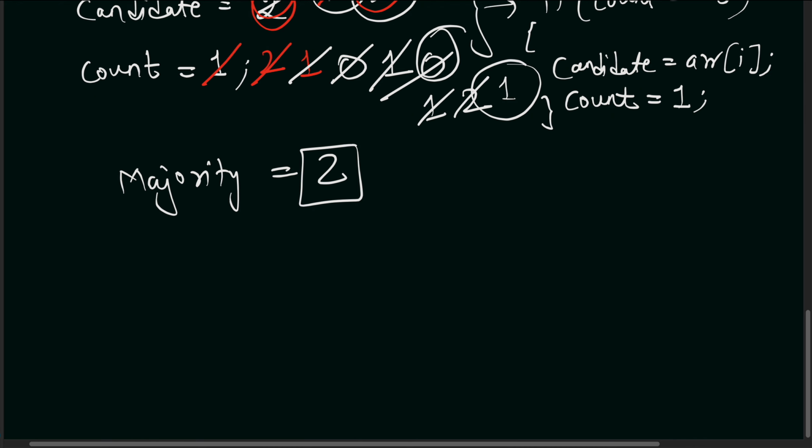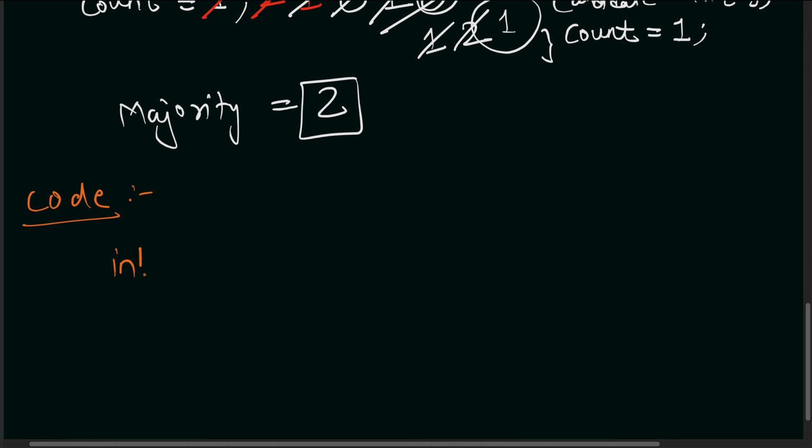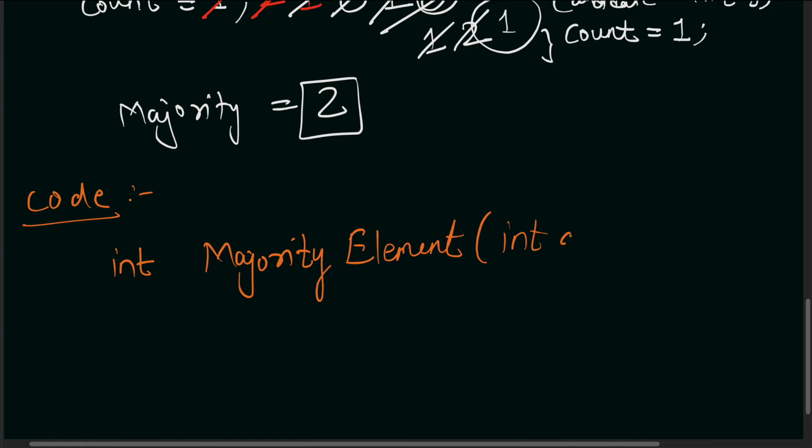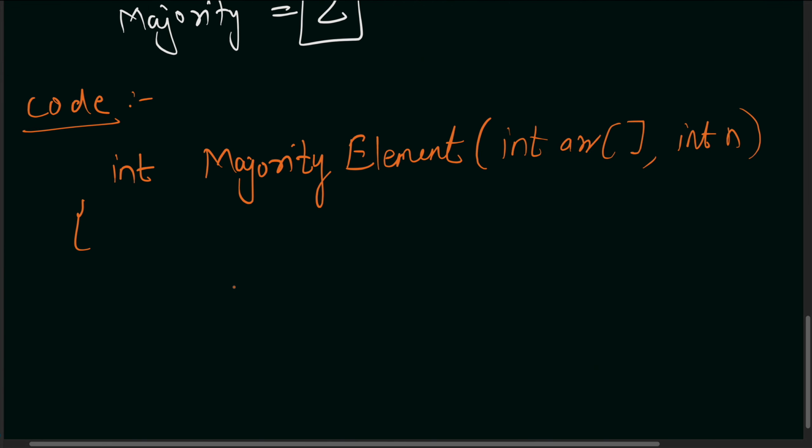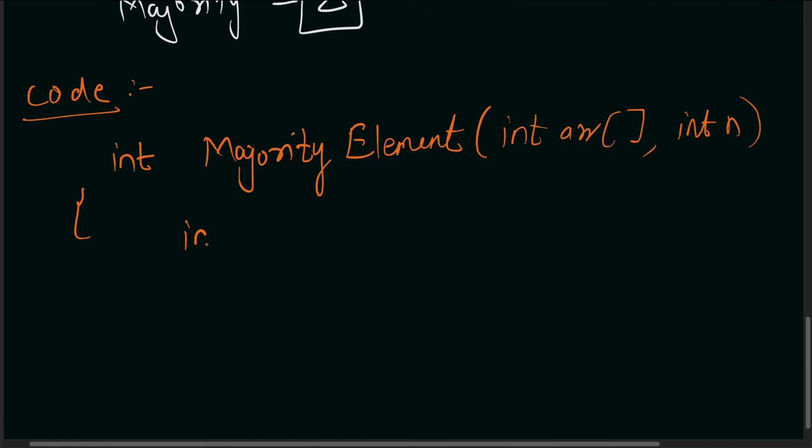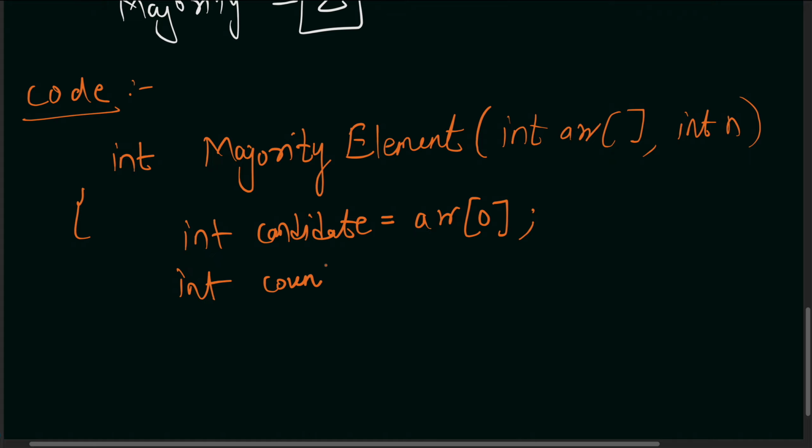Let me write the code for better understanding. Integer majority element. So what is given? We are given an array, right? We are given the size of the array n. Now we are taking two variables. The first variable is called candidate. That candidate will be initialized with array of 0, and we'll also take a count variable. That count will be initialized with 1, because the candidate is one element and that count is 1, right?